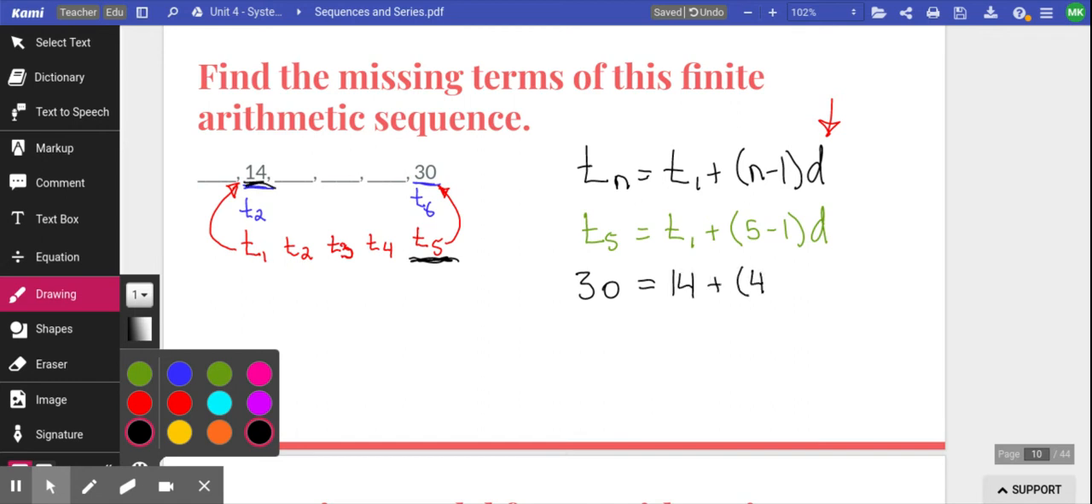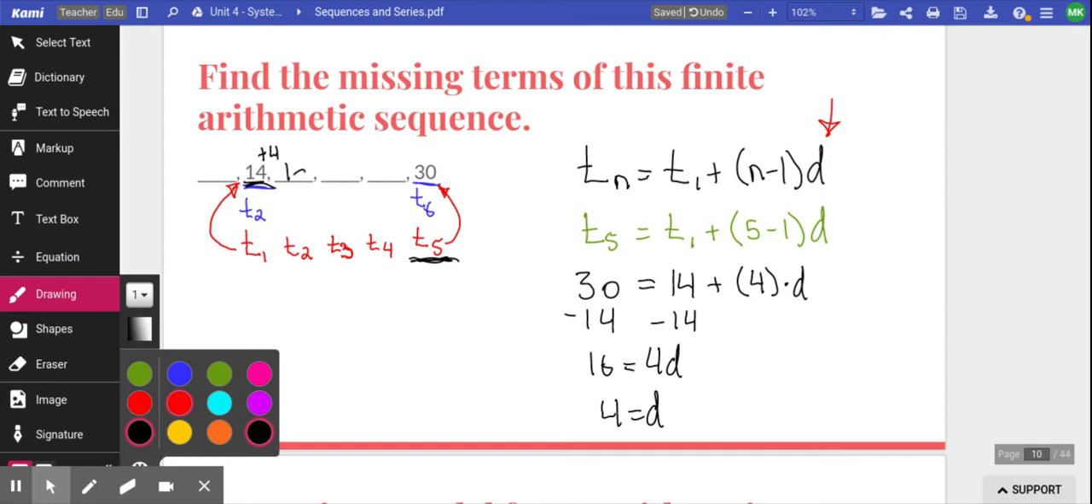Plus 5 minus 1 is 4 times D. If I move the 14 over, that gives me 16 equals 4D. If I divide by 4, that means 4 equals D. That means this sequence happened by adding 4 to each spot.